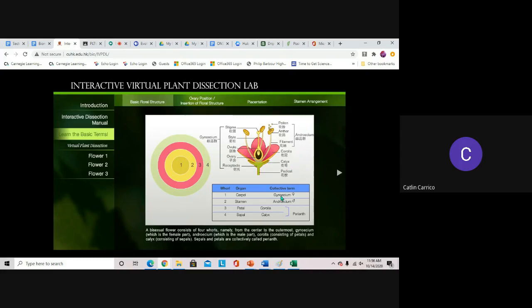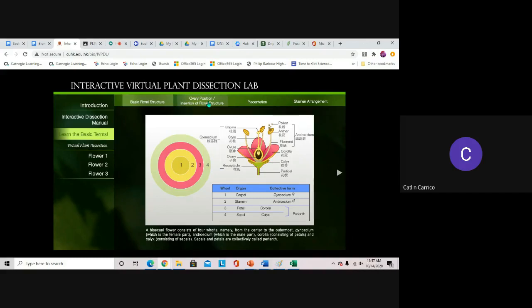And they do have some fancy names for this. The female part of the flower is the gynoecium, and then we have the androecium for the male part. Then these down here, the petal and the sepal together, is the perianth. You don't need to exactly know those terms, just be familiar with them.